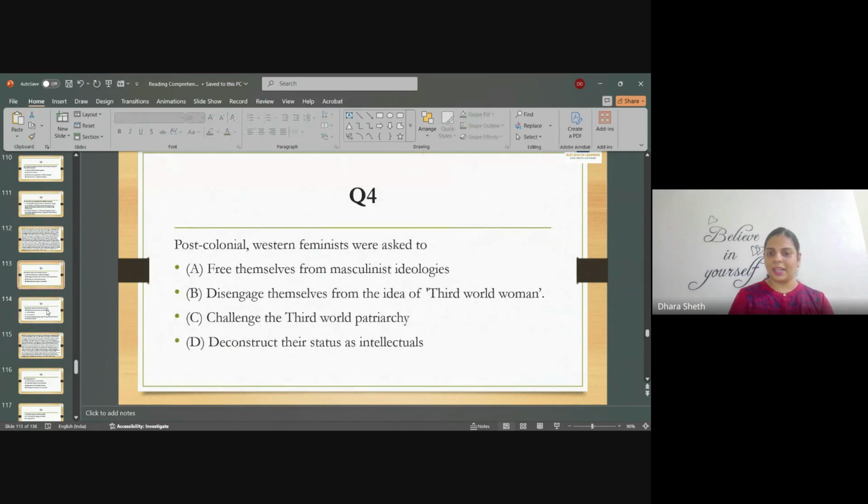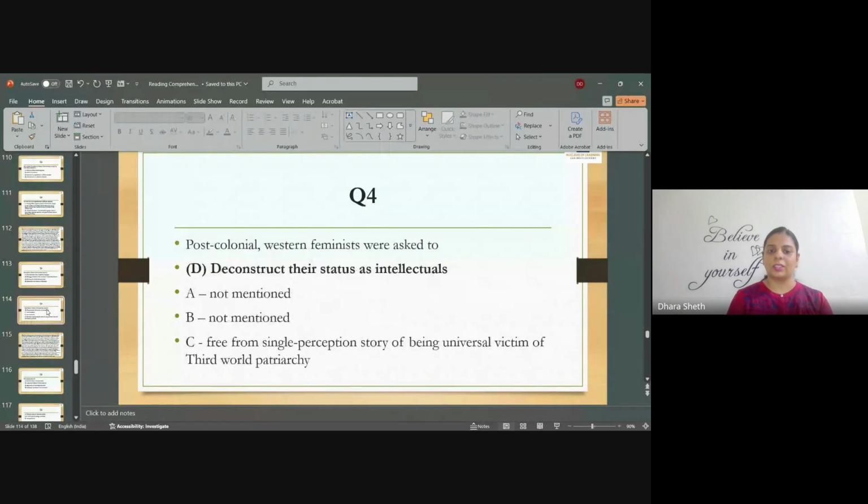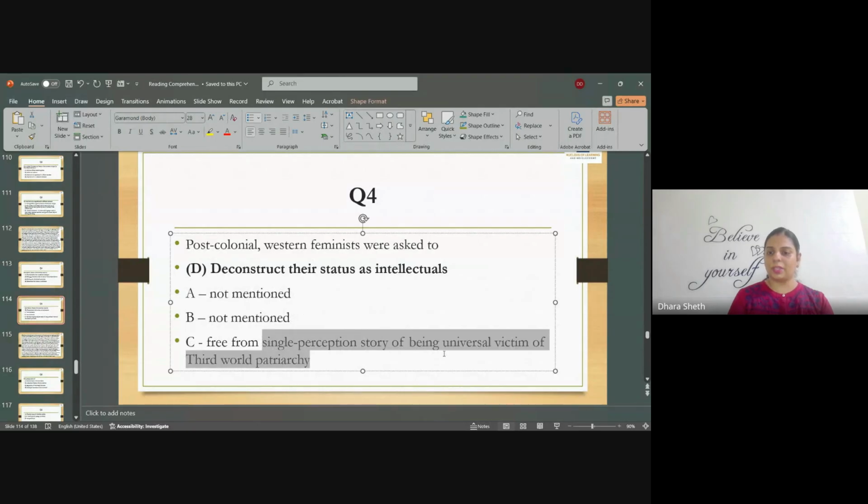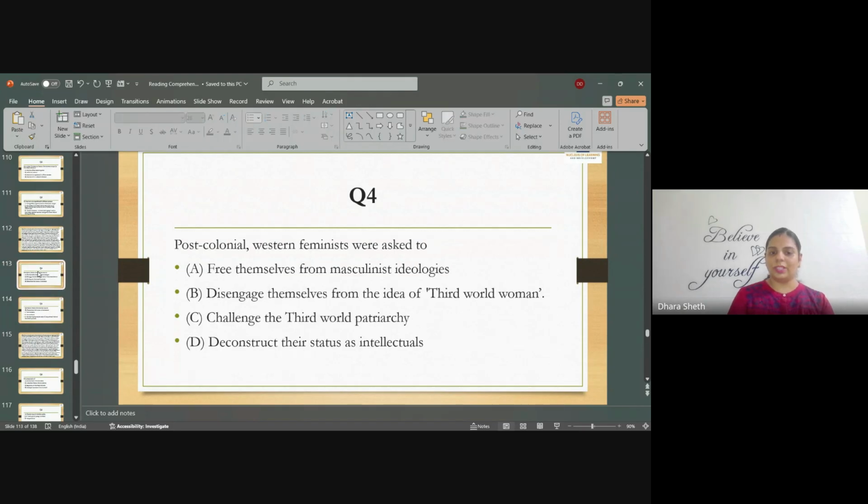So A and B are not mentioned. It's not said that they should remove themselves from the idea of third world woman or masculinist ideologies, and they should free themselves from monolithic perception, a single perception story that all women are victims of third world patriarchy. But instead of that, what should they do? Deconstruct their status as intellectuals.